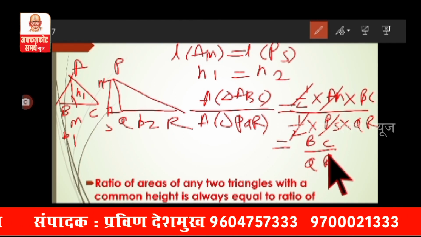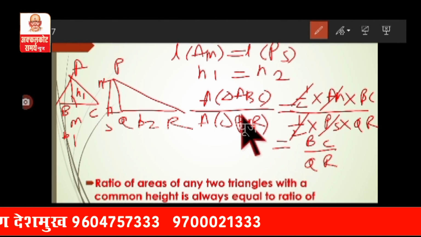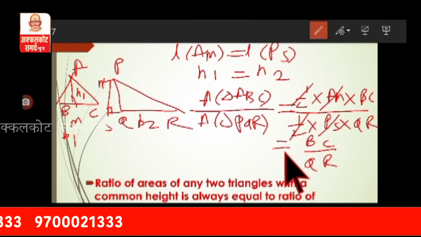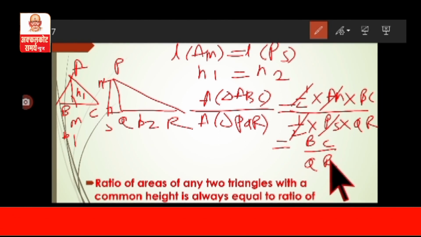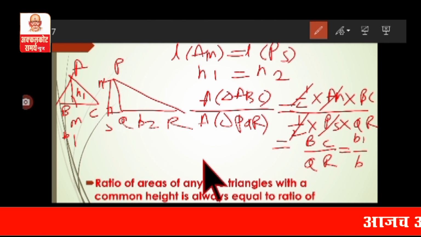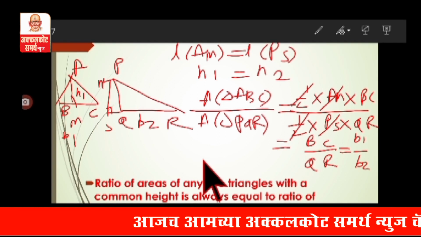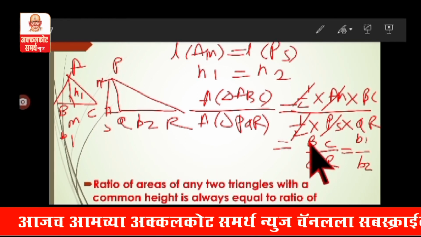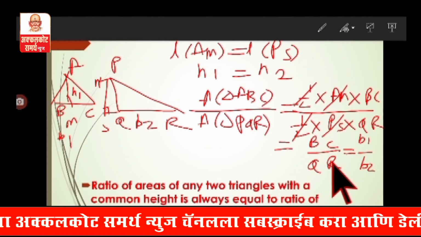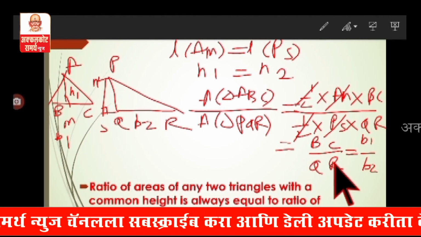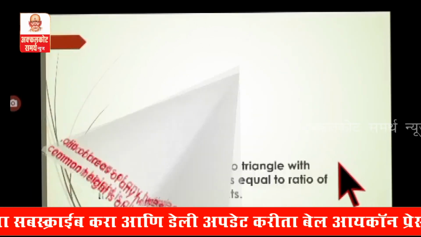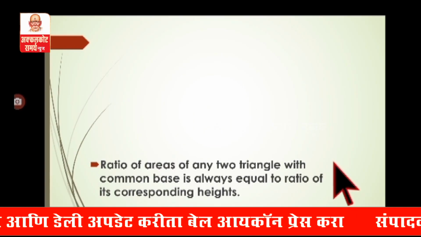BC is the base, QR is also a base. So the ratio of areas of these two triangles with a common height is always equal to the ratio of their corresponding bases. In short, you can write base as B1 and here B2, like this. So this is the second property: the ratio of areas of any two triangles with a common height is always equal to the ratio of their corresponding bases.